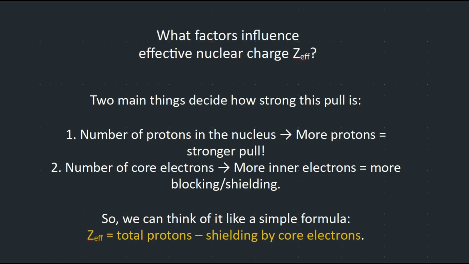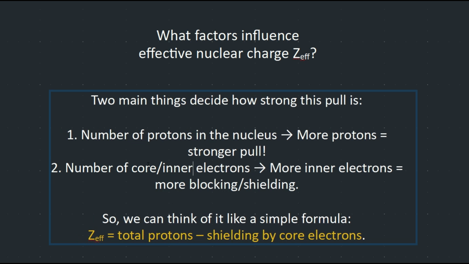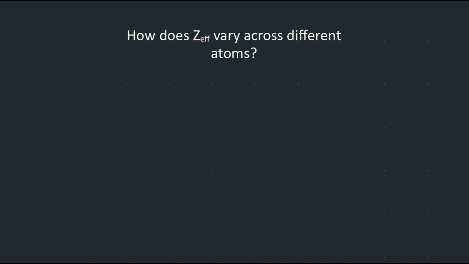Now, it depends on the core electrons. The more the inner electrons or core electrons, this is also an inner electron, the more the blockage, the more the shielding. So the simplest formula, actually it's not this simple, but for now we'll take it to be this. That is, the effective nuclear charge is equal to the total protons minus the shielding that is done by the core electrons.